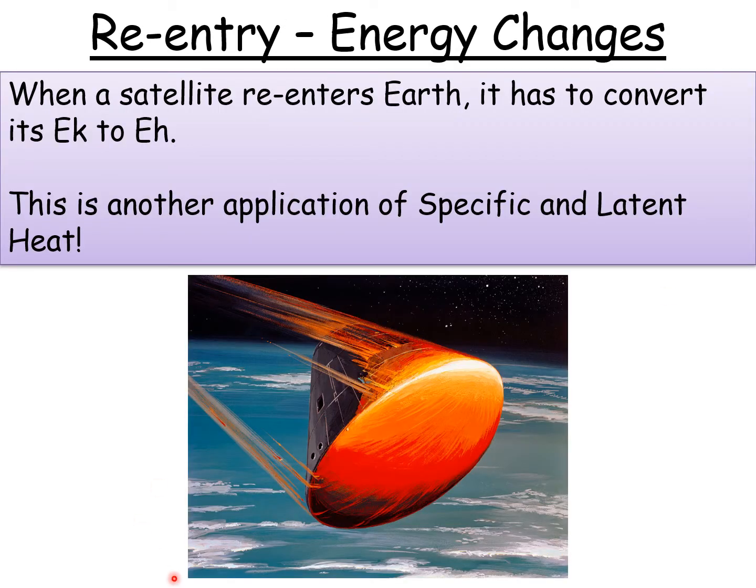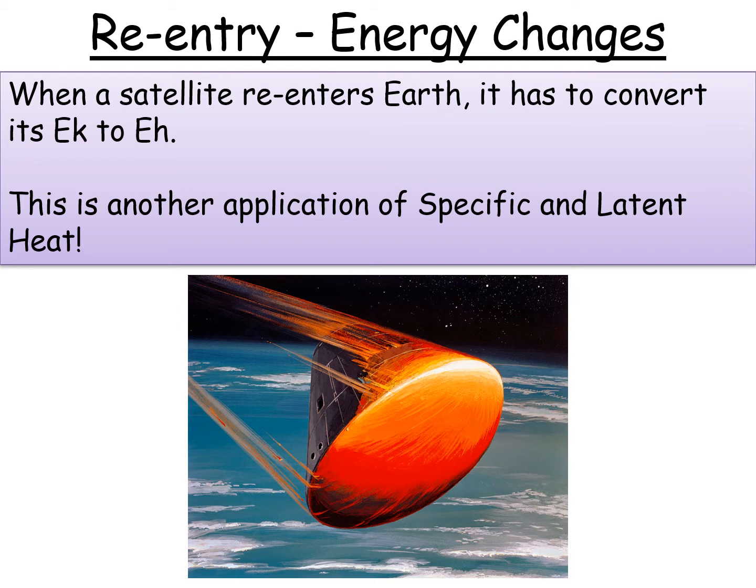So first of all, I'd like you to write this down. There will be a fair bit of writing because we're going to be doing quite a number of practice and worked examples. When a satellite re-enters Earth, it has to convert its kinetic energy to heat energy. That's really how it slows down, and that's true for any moving object. Remember, a moving object has kinetic energy, and by conservation of energy, you can't destroy that energy, you can only transform it to another form. So to get rid of that kinetic energy, you usually change it into heat energy.